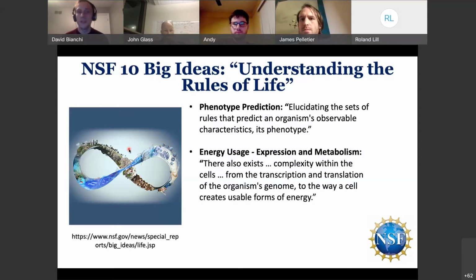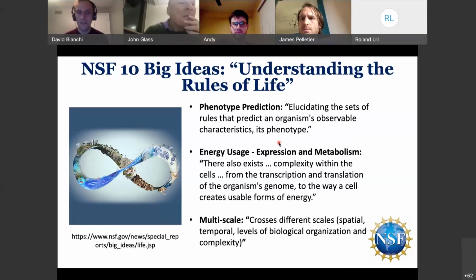Can we make some connection between the energy usage of the cell and how this is related to how its genes get expressed and how its metabolism produces this energy? Something that Andras really talked about in the last talk. And then finally, can we understand this in a multi-scale way, where we're spanning multiple time scales, all the way from the time scales of smaller sub-processes in the cell, like DNA replication, to multiple cell cycles, and across different levels of biological organization in the cell as well.